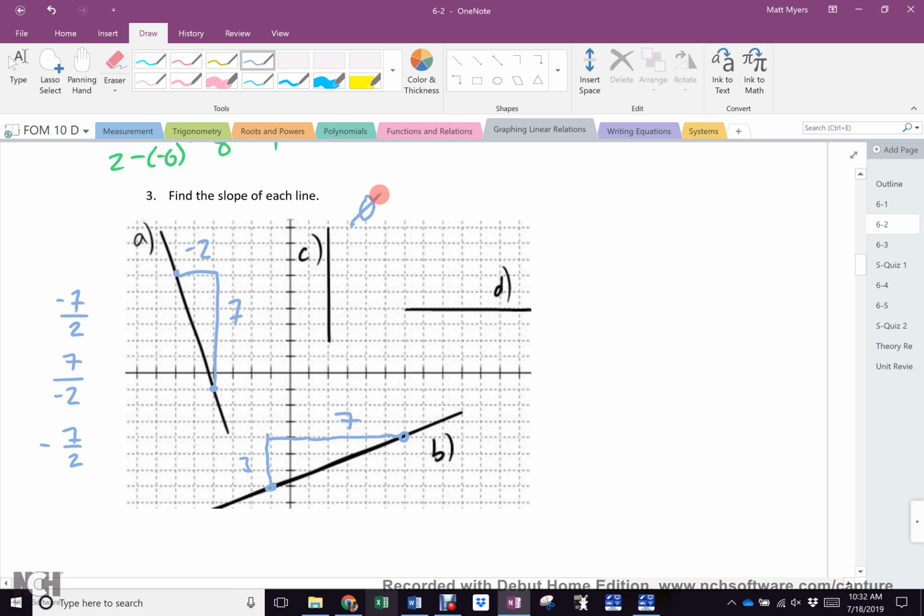What's straight up and down? Undefined. Or infinite. What's flat? 0. Why? No fun to ski. Hoppy hoppy, right, Kenzie? No fun at all. Also no fun to ski. Death. Don't ski down those. You die.